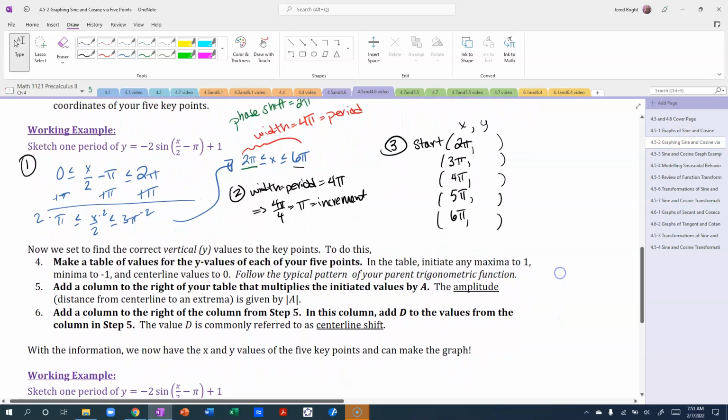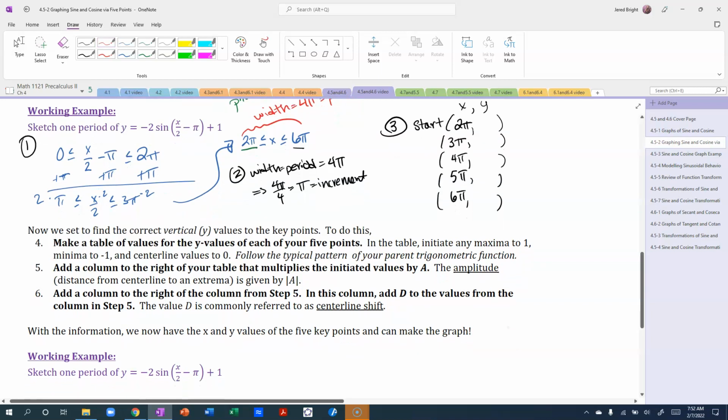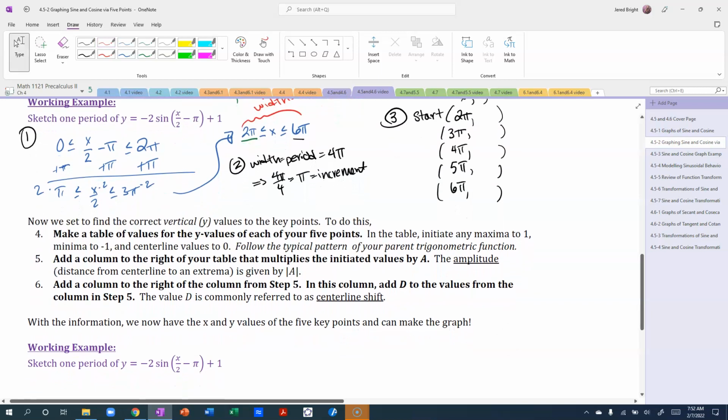Okay, and so for this, you can read the steps here, but I'm going to make a table of y values for each of the 5 points, and then initiate, so start any maxima by setting those to 1, any minima to -1, and centerline values to 0. And then again, this would be dependent on the parent function, so it would follow that sine pattern or cosine pattern. Okay, and then add a column, multiply the initiated values by a, and then add d.